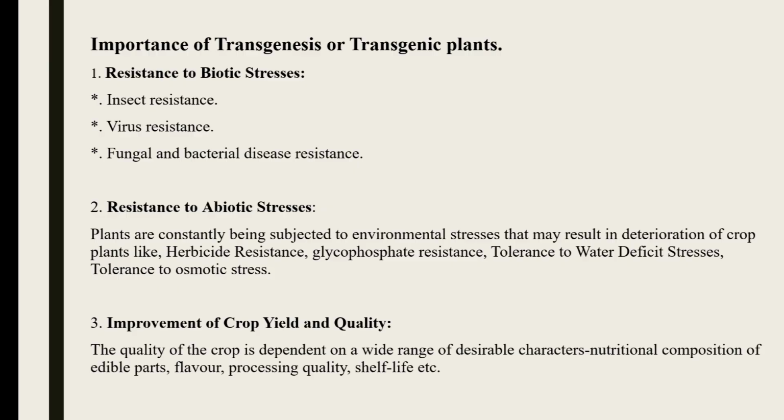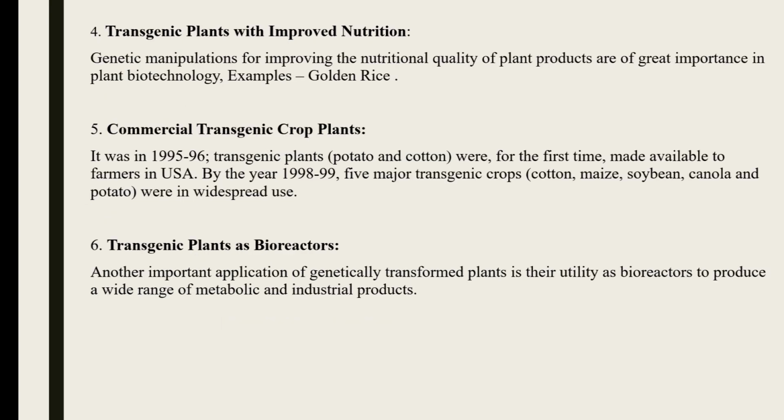3. Improvement of crop yield and quality. The quality of the crop is dependent on a wide range of desirable characters. Nutritional composition of edible parts, flavor, processing quality, shelf life, etc. can be improved. 4. Transgenic plants with improved nutrition. Genetic manipulations for improving the nutritional quality of plant products are of great importance in plant biotechnology. Examples: golden rice.